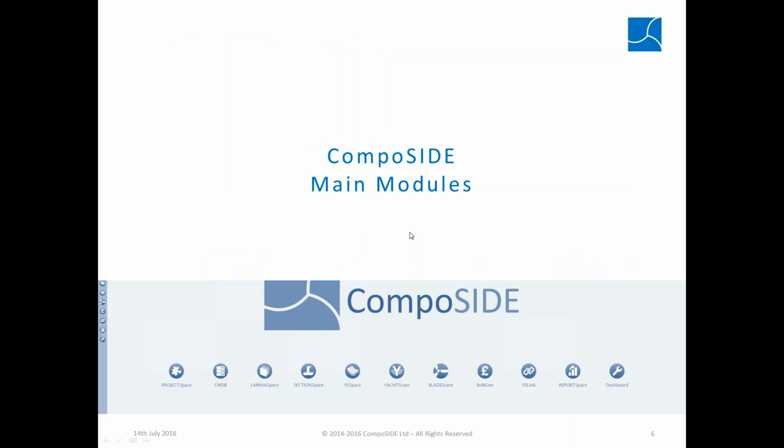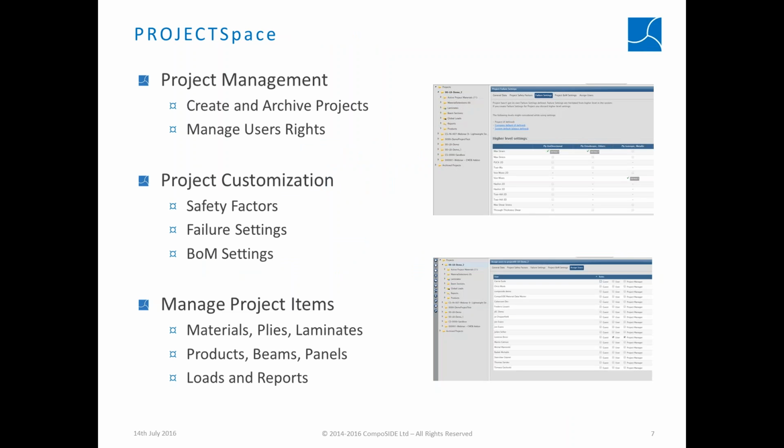CompoSIDE is composed of a number of different modules, each of which is dedicated to a particular phase of your design and engineering activities. The first module in order is Project Space, which allows you to create projects where you'll be working with a number of your colleagues in order to create parts and products. Project Customization allows you to define specific safety factors, failure settings, and bill of material settings, such as the usage and wastage factors that you can have according to a selected material manufacturing process.